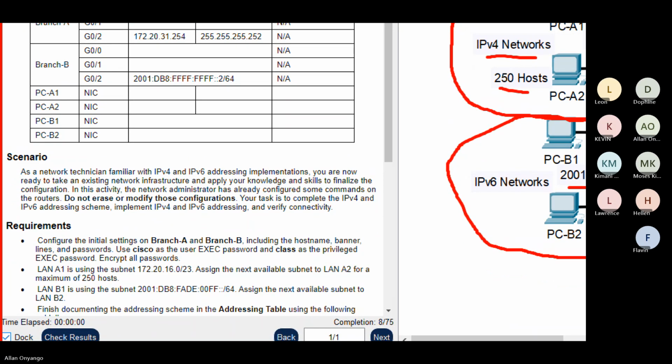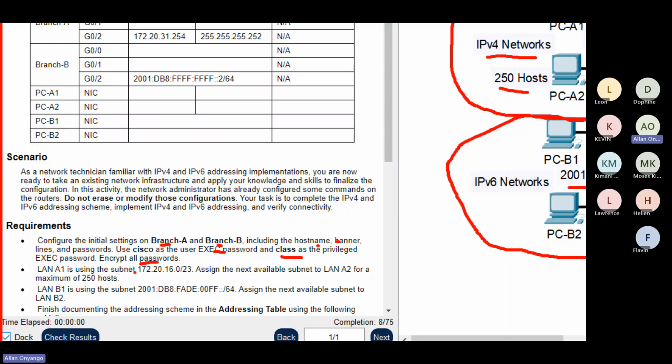So here, we're told: as a network technician familiar with IPv4 and IPv6 addressing implementation, you are now ready to take an existing network infrastructure and apply your knowledge and skills to finalize the configuration. In this activity, the network administrator has already configured some commands on the routers. Do not erase or modify those configurations. Your task is to complete the IPv4 and IPv6 addressing scheme, implement both of them, and verify connectivity. Requirements: configure initial settings on branch A and branch B, including hostname, banner, both lines. When you say lines, it is line console and line VTY, and the passwords. Use Cisco as the user exec mode password and class as the privileged password, and encrypt all the plaintext passwords. Those are the basic settings, all right?